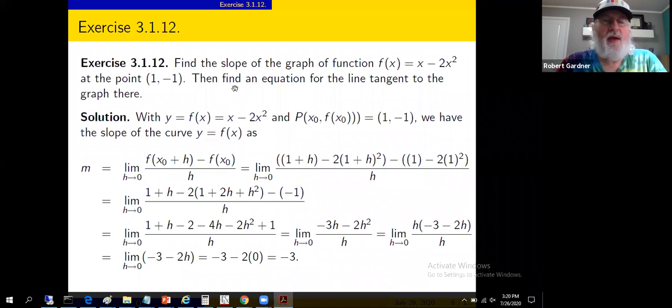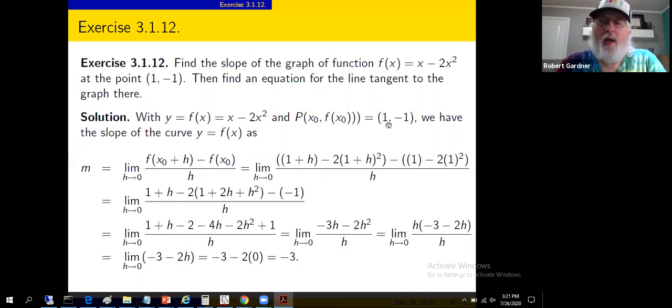Now here, it's the calculus we're mostly worried about. We have the function x minus 2x squared, and we have the point (1, negative 1). You want the slope of the curve? That's the limit as h approaches 0 of f of x0 plus h minus f of x0 over h. All right, so we'll plug into f, x0 plus h.